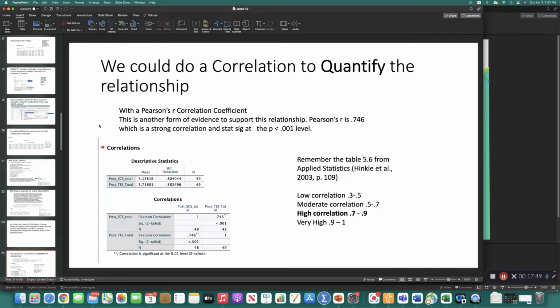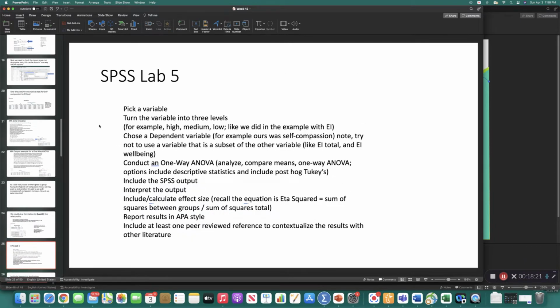So here is the Pearson's R correlation output, and you can see that it was statistically significant at the 0.001 level, and the correlation value was 0.746. So remember, 0.7 to 0.9 from Hinkle's table is considered a strong correlation. So we found that there's a statistically significant connection between trait emotional intelligence and self-compassion or self-empathy.